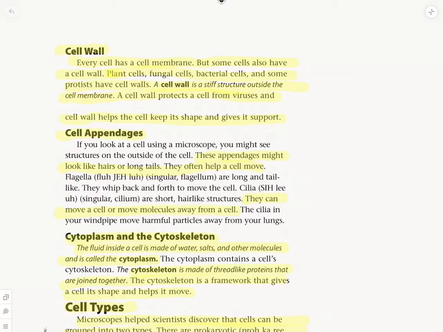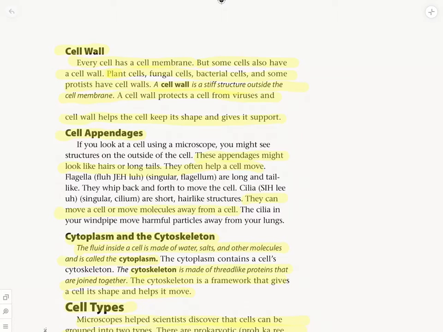If you look at a cell using a microscope, you might see structures on the outside of the cell. These appendages might look like hairs or long tails. They often help a cell move. Flagella are long and tail-like. They whip back and forth to move a cell. Cilia are short, hair-like structures. They can move a cell or move molecules away from a cell. The cilia in your windpipe move harmful particles away from your lungs.